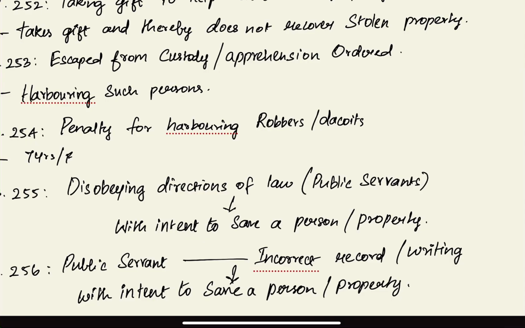And section 256 deals with public servant as well, because when the public servant makes any incorrect record, that could be in writing as well, with intent to save a person or property. So under section 255, the public servant is disobeying directions of law. And under section 256, the public servant is making incorrect record. And for both the sections, the objective is the same, that is to save a person or property.